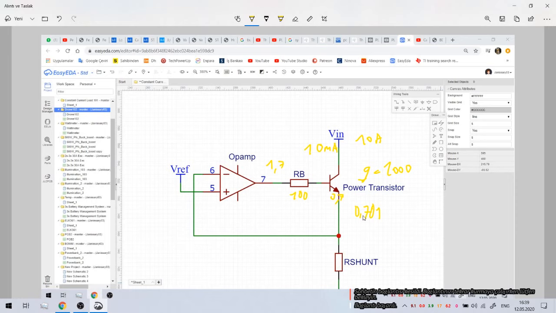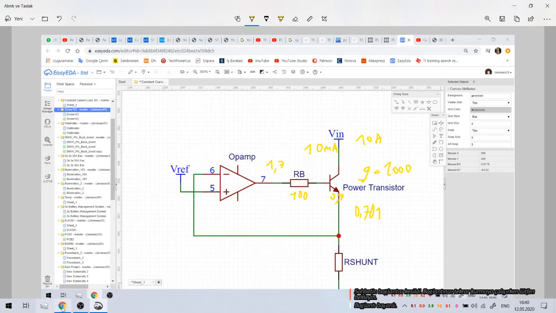We don't want it. Yes, we don't want it. So that we are using the RB resistor.